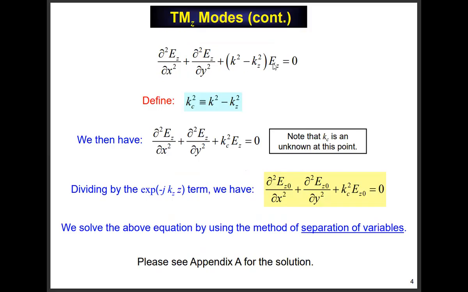Now, let me just end by saying this. If I take this differential equation and define something called KC squared, which by definition is K squared minus KZ squared, that's a very important symbol. It's going to be called the cutoff wave number. We don't know that yet, but for right now it's just a definition. If I define KC squared to be this term, the differential equation comes down to this. And this is something we can solve using the method of separation of variables, which is what's in Appendix A of the set of notes. But let's save that for next time. This is the fundamental setup of the math for solving for the modes inside the rectangular waveguide.